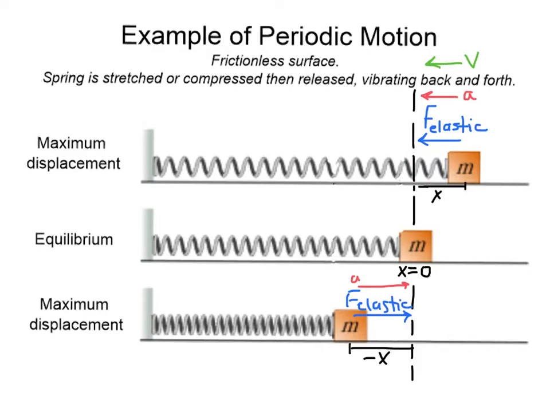So in review, our elastic force and our acceleration are at their maximum here and here. The spring force and the acceleration are at 0 right here. We have, on the other hand, velocity being 0 in this position and this position, but maximum velocity is achieved as the mass travels through the equilibrium position.